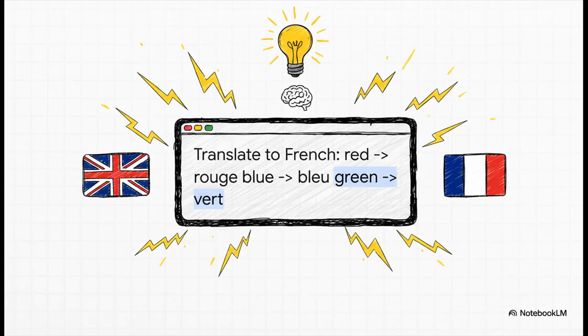So let's just dive right in with a classic example. The model sees two examples of English to French translation. We give it red becomes rouge, blue becomes bleu. Then we ask for a third, green, and it correctly spits out vert. It honestly looks like it learned French in a split second. Feels kind of like magic.